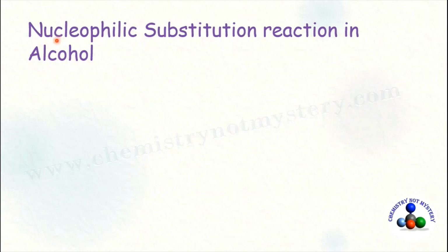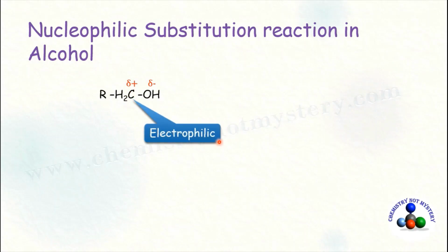Today we are going to discuss nucleophilic substitution reaction in alcohol. In alcohol, electronegative oxygen is directly bonded to carbon, so it will withdraw electron density by -I effect. As a result, partial negative charge will develop over oxygen and partial positive charge will develop over carbon. So this carbon will become electrophilic in nature.